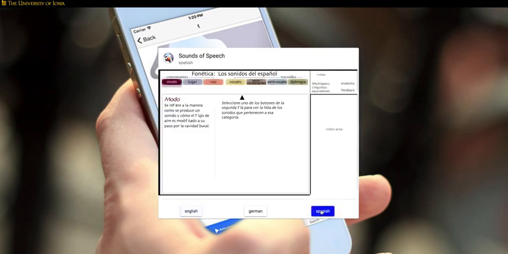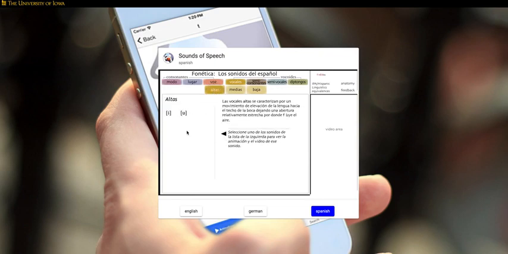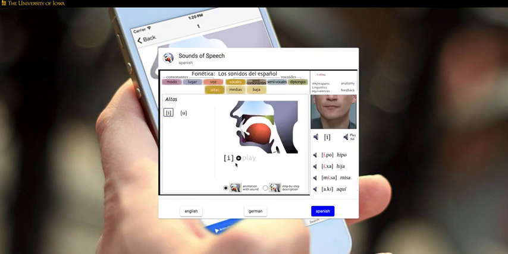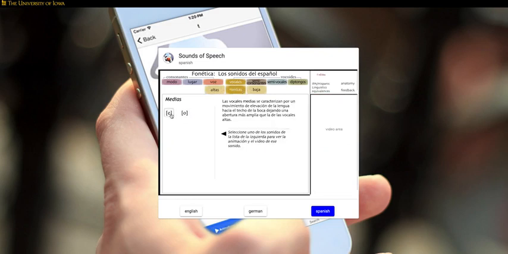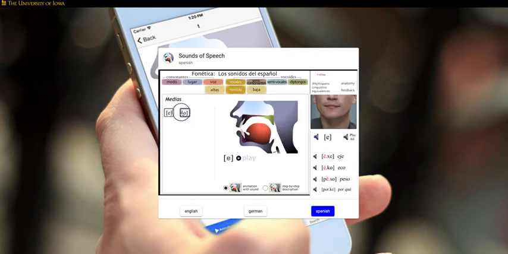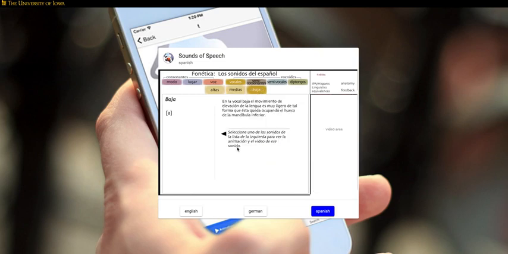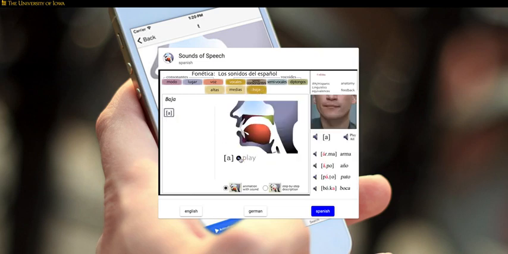Whereas in Spanish, we have 5. I, nice and short. E. O. A. Always represented by the symbol that you see.